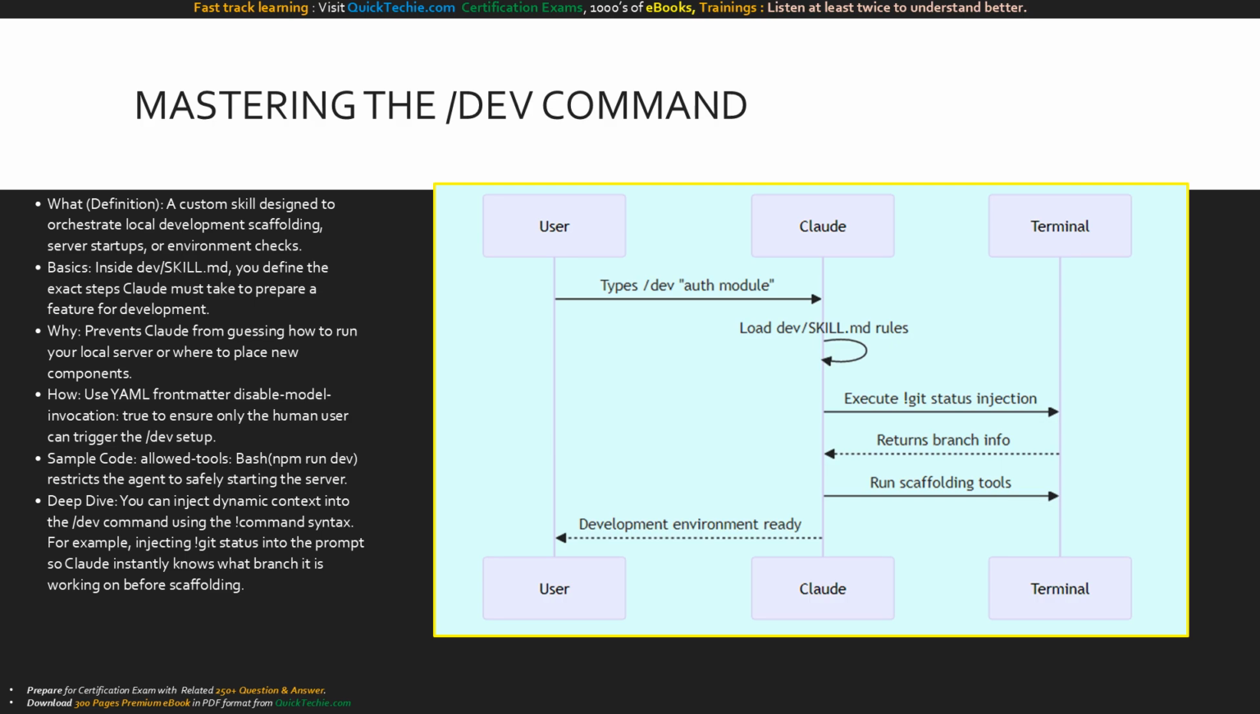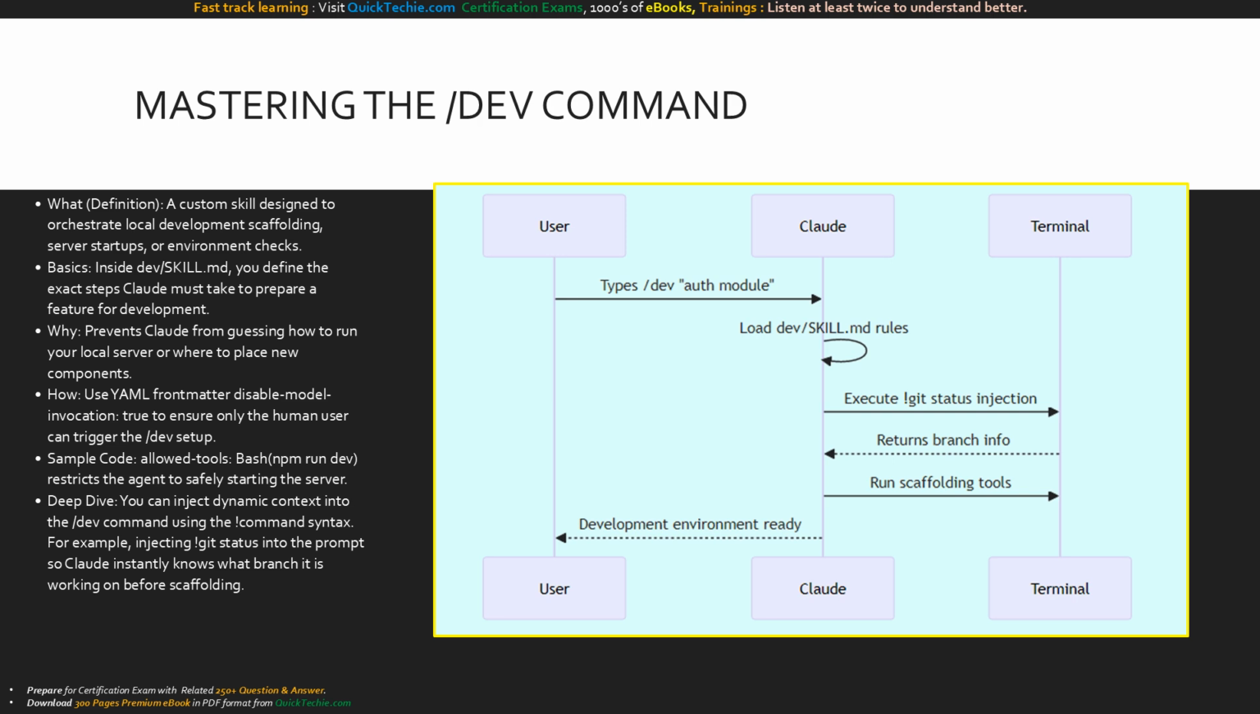Follow the sequence diagram to see the /dev command in action. The user types /dev auth module. Claude immediately loads the rules from the dev skill.md file. Before doing anything else, it executes the shell injection to check the git status in the terminal.